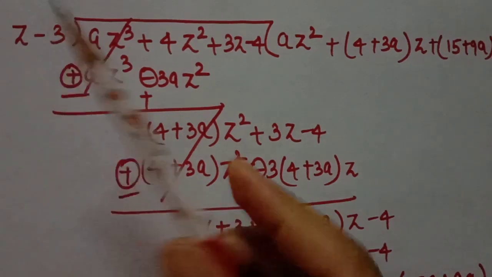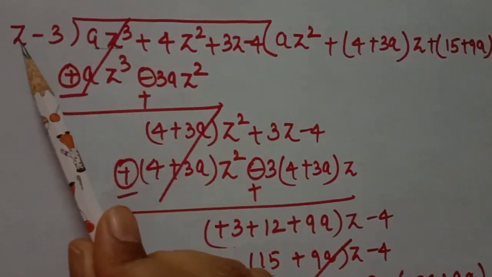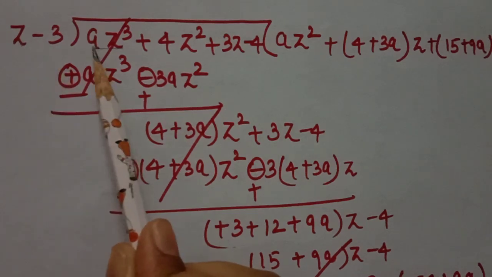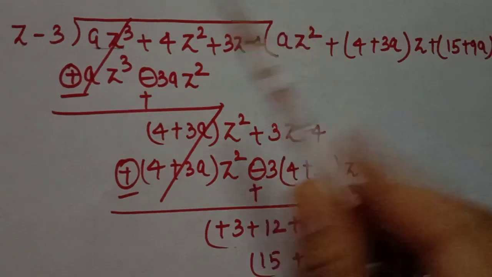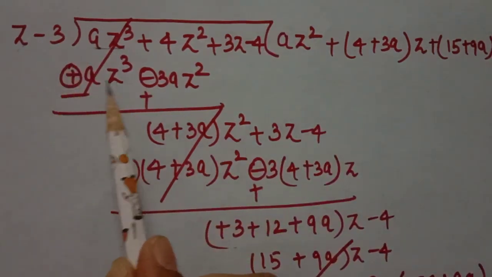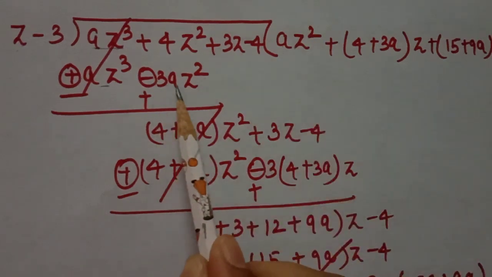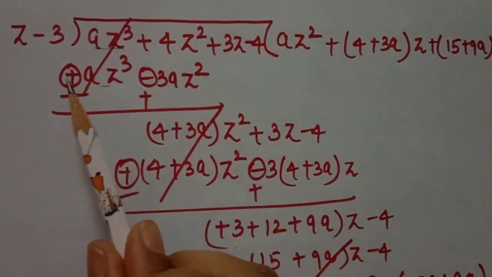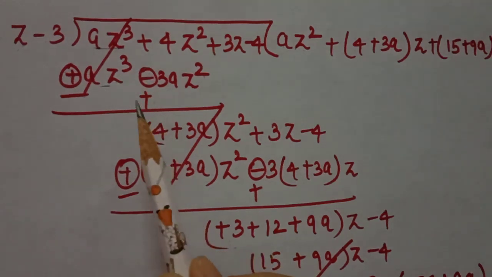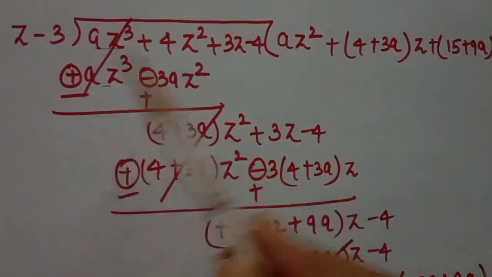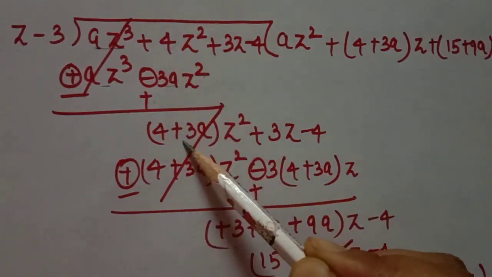Z minus 3. First of all, we want a z cube. So by what number should we multiply z to get a z cube? We will multiply it with a z square. So a z square gives us a z cube. Minus 3 multiplied with it gives minus 3a z square. Second step is sign change: plus changes into minus, minus changes into plus. So students, it will cancel out each other. Plus plus plus 4, 3a present inside the bracket.